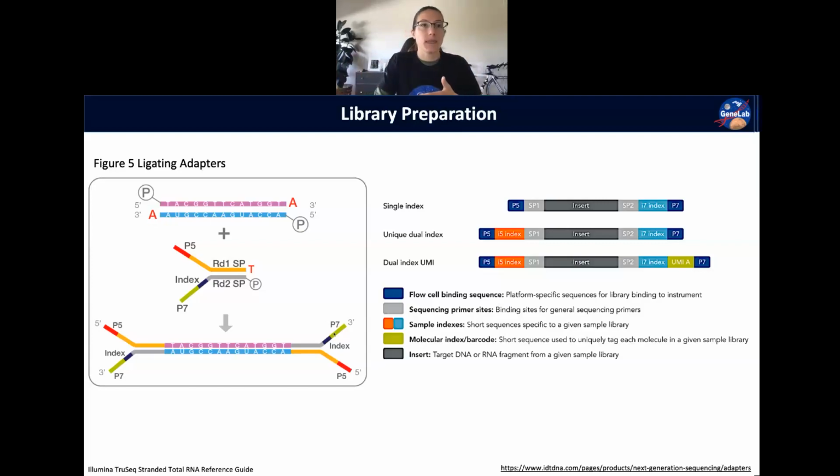To do that, during this library preparation step, which is done on each sample individually, we add a specific index, which again is just a string of As, Ts, Cs and Gs. I'll show you that again on the read. This string is going to be unique, so we have a unique set of letters for each sample.